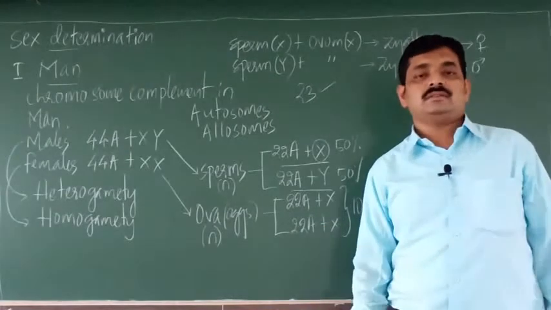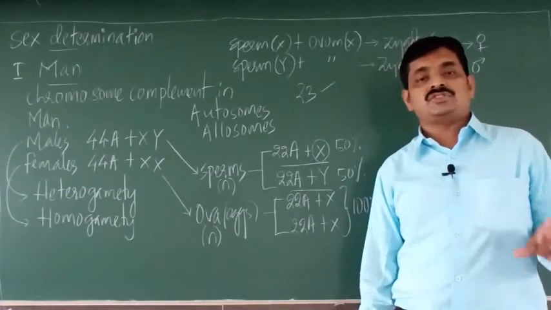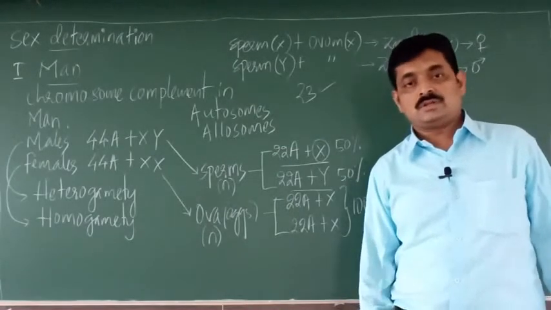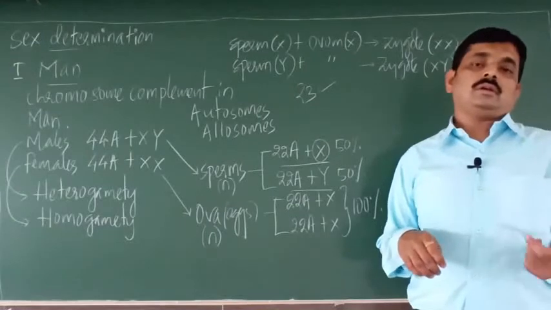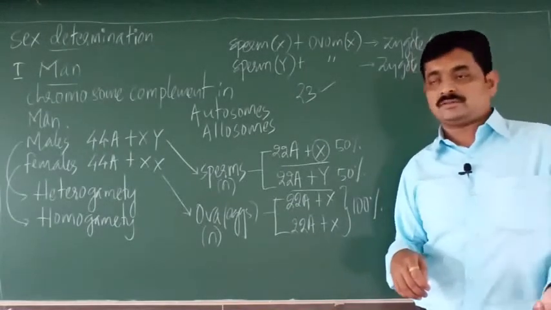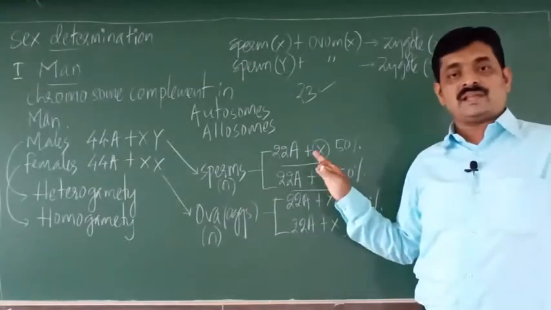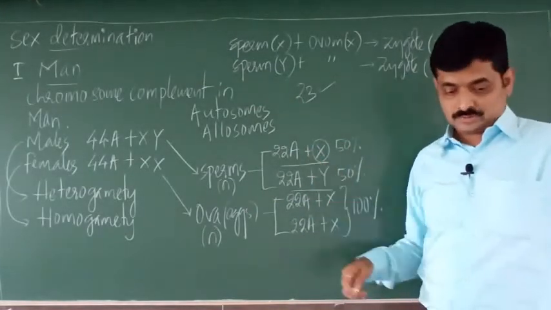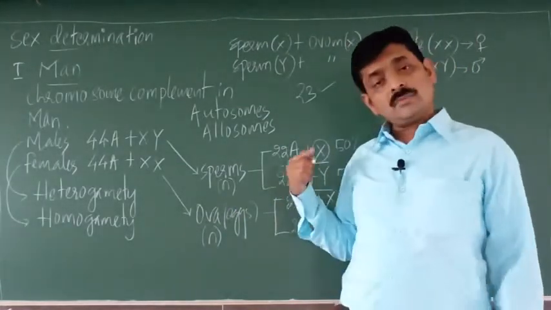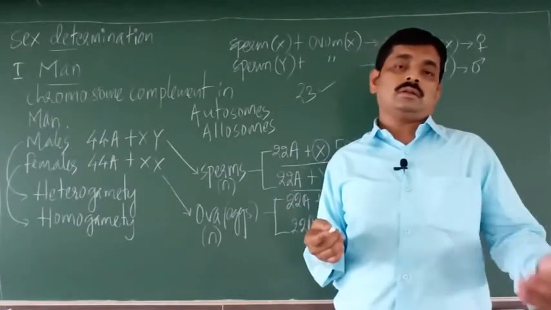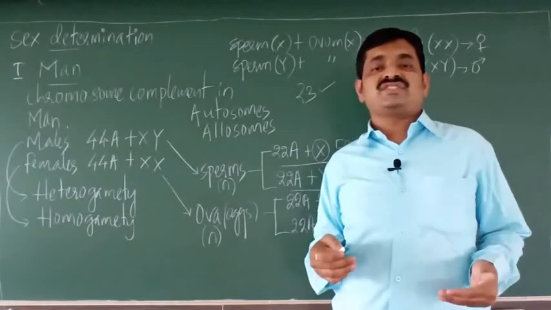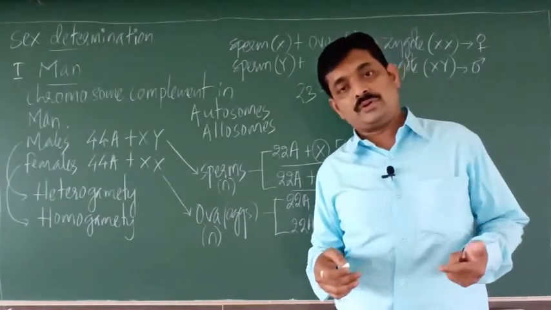So this is how sex determination takes place in man. In man, sex determination is due to sex chromosomes. Understood? You may expect a question, how sex determination occurs in man. So you have to explain this. Next we shall consider sex determination in another organism, that is a bird. So this we shall consider in the next video. Thank you.